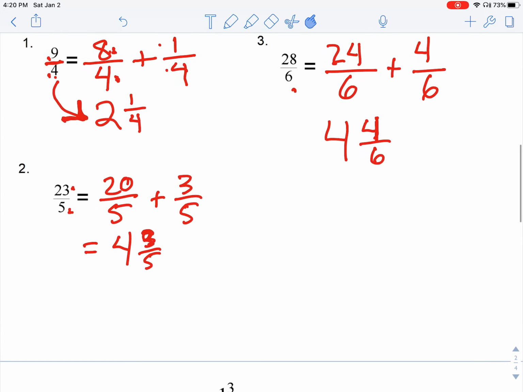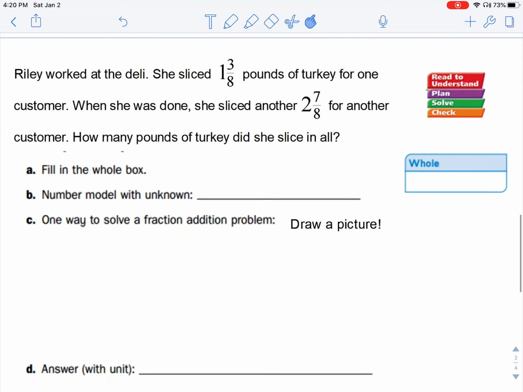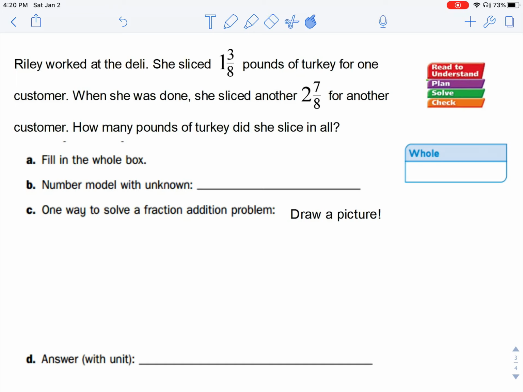Now to the fun part, the word problems. So let's do this one together. Follow along with me to read to understand. And I love making up these word problems. So today we have Riley working at a deli. Riley worked at the deli. She sliced 1 3/8 pounds of turkey for one customer. When she was done, she sliced another 2 7/8 for another customer. How many pounds of turkey did she slice in all?